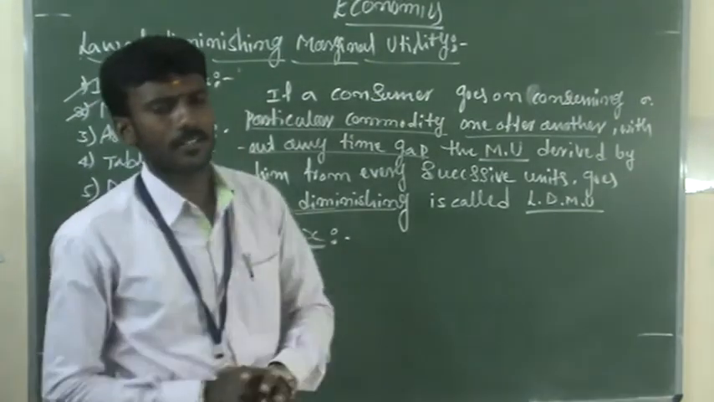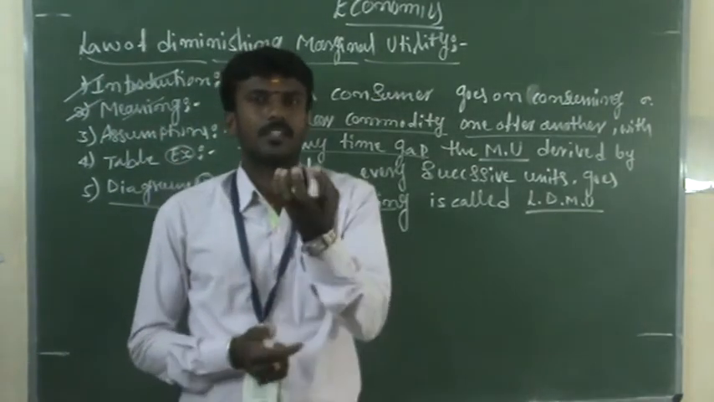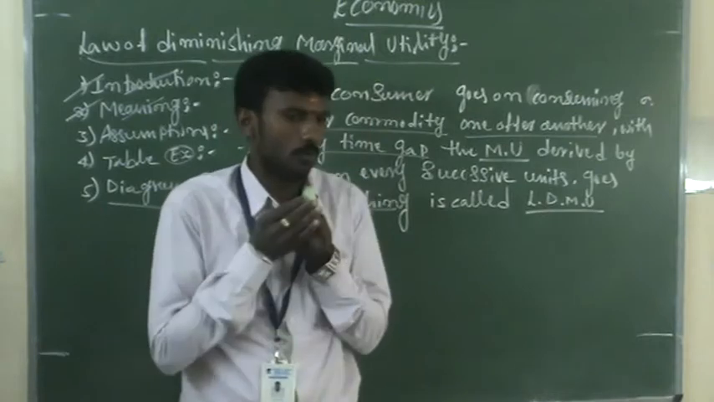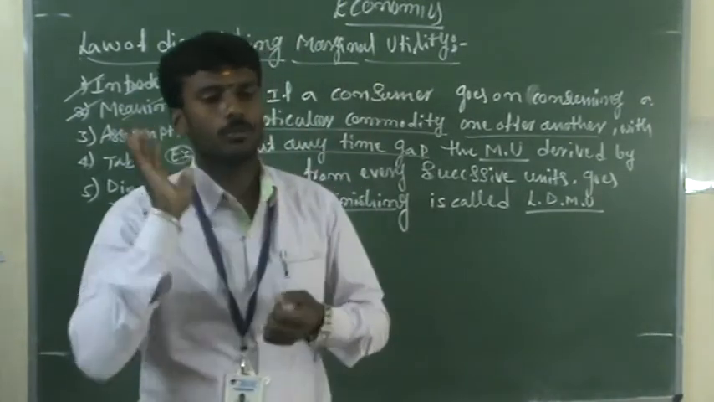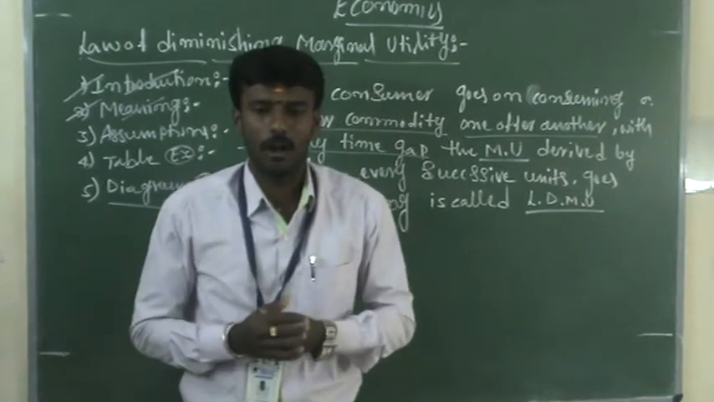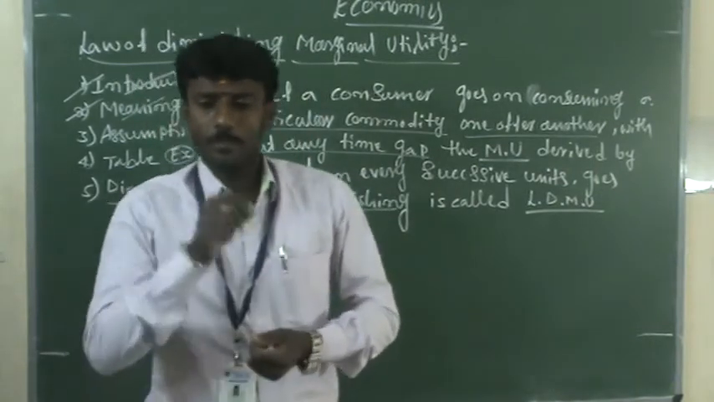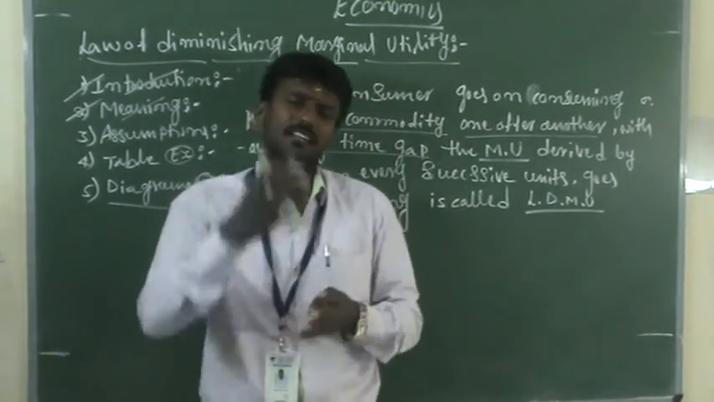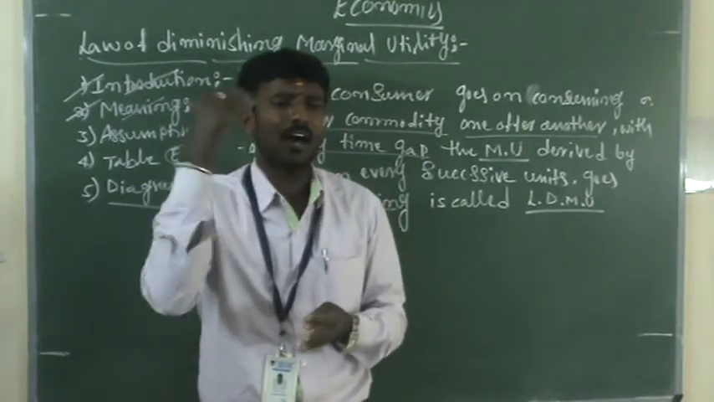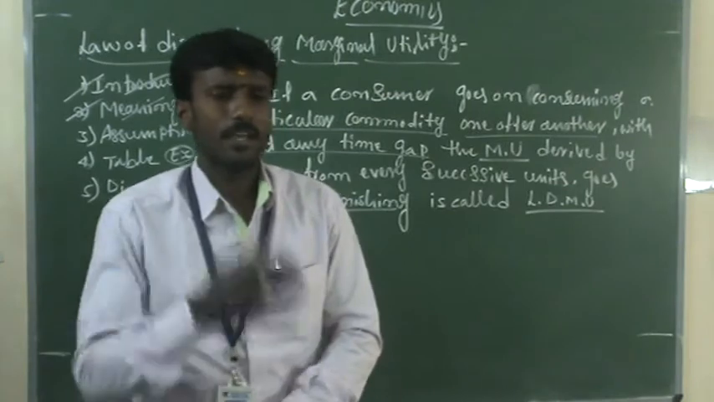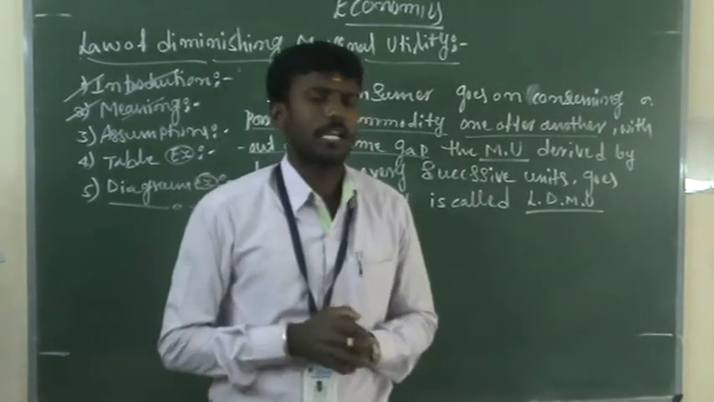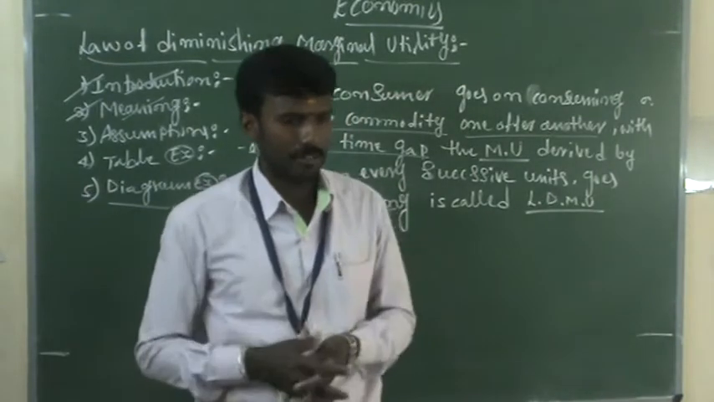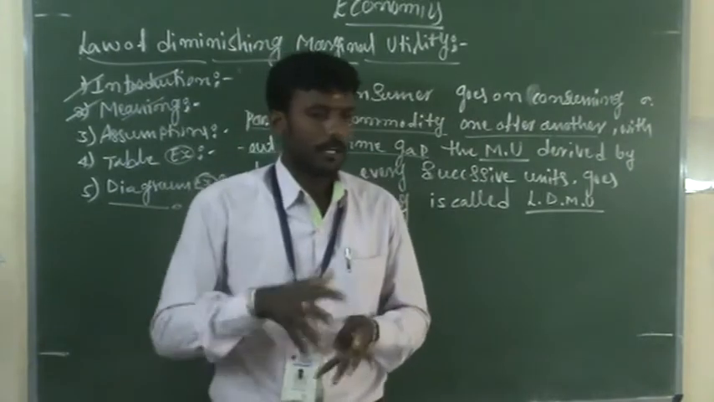Let us consider a consumer who has some oranges, 5 or 6 or 10 oranges. See, when a person goes on consuming oranges, or the commodity is not fixed, let us consider mango or apple or banana or orange, whatever you wish. Let us consider mango or orange or apple or watermelon, whatever.